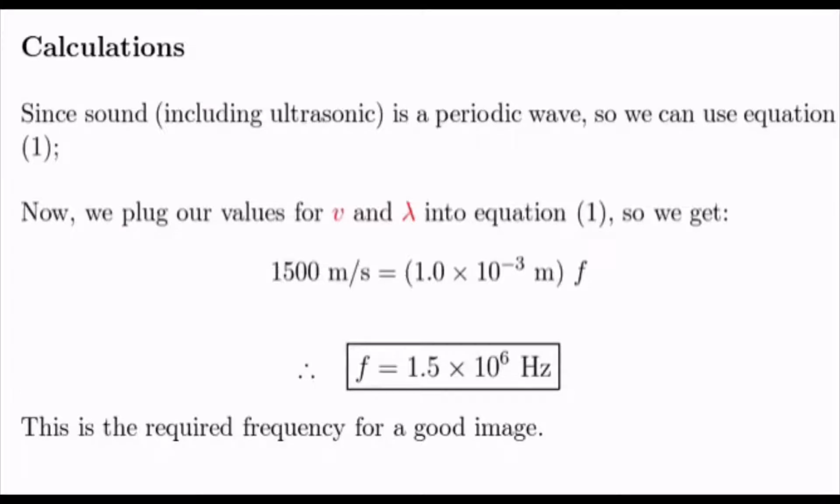Since sound, including ultrasonic, is a periodic wave, we can use the equation previously discussed. Now, let's plug in our values for v and lambda into the equation, and we would get 1,500 meters per second equals 1.0 times 10 to the negative 3 meters, because we would have to convert millimeters into meters. And since we are asked to find the frequency, we can solve this by isolating f, and we would end up with a final answer of 1.5 times 10 to the 6 hertz, and this would give us a good image of the ultrasound.